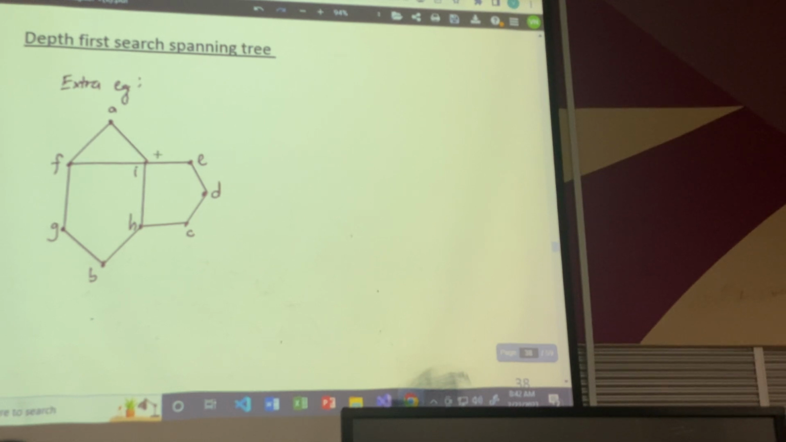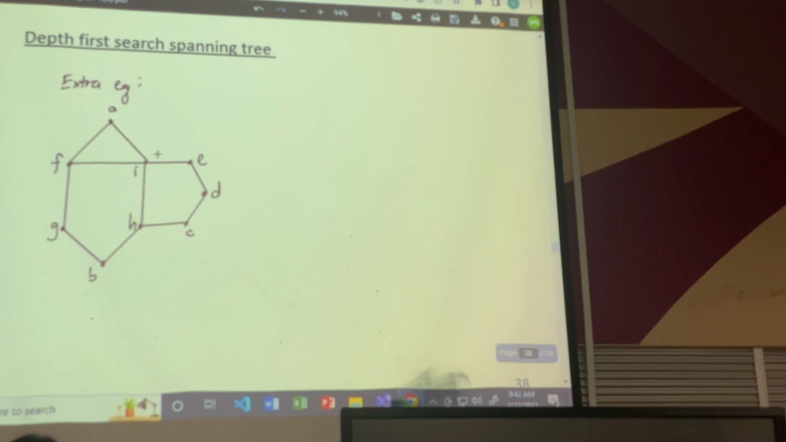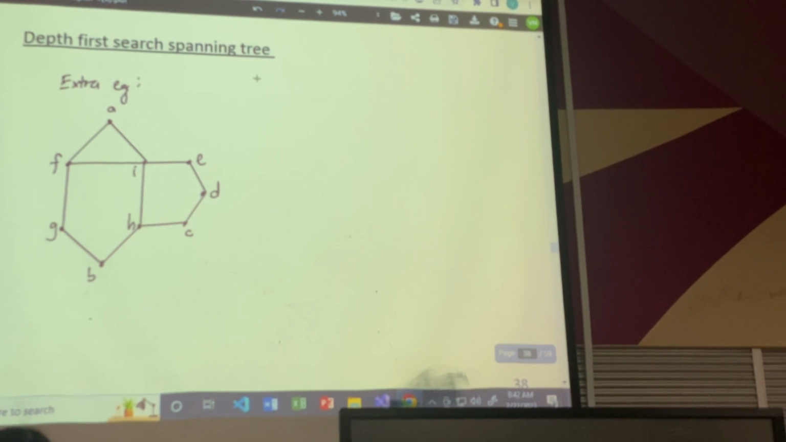We have A to I. You need to do the same as just now. Construct the list of adjacency first. So you have A, B, okay, list out one by one.